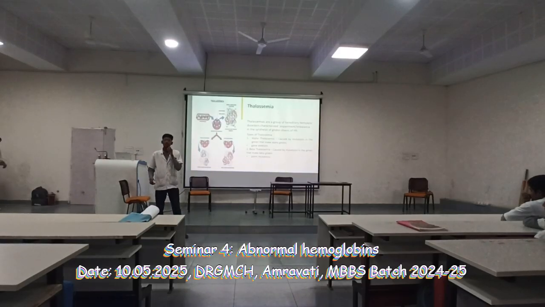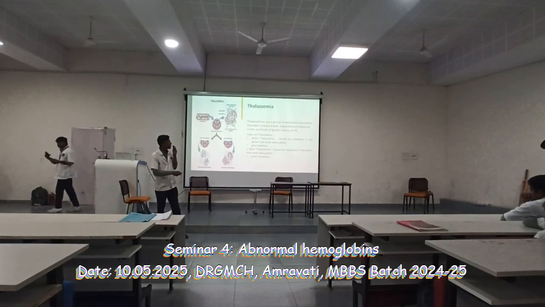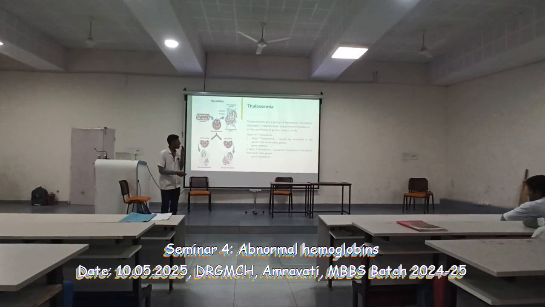If there is a defect in alpha chain manufacturing, then alpha thalassemia is present. It is generally due to gene deletion or mutation. And the second is beta thalassemia, in which the beta chain is not produced.